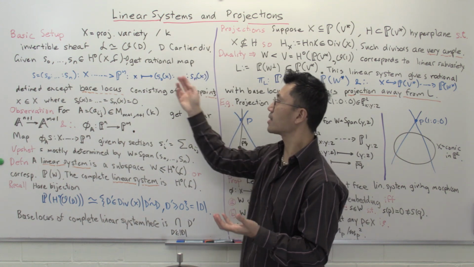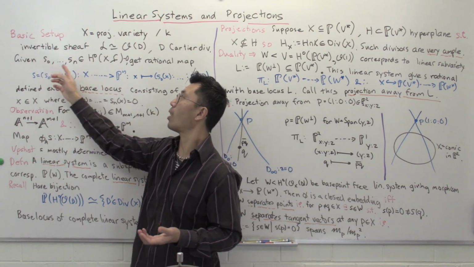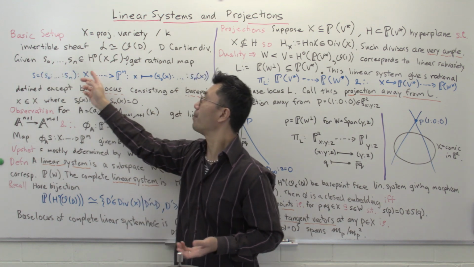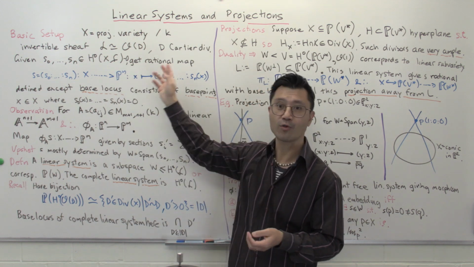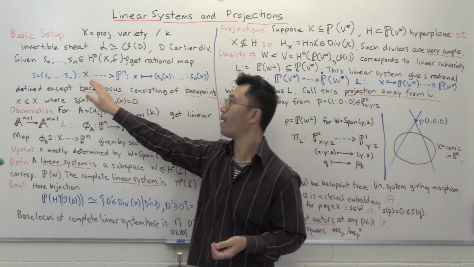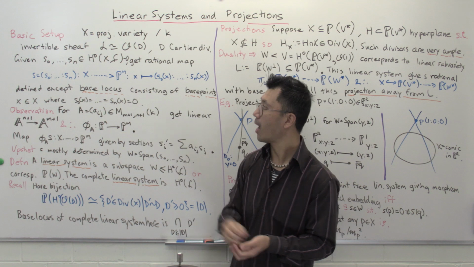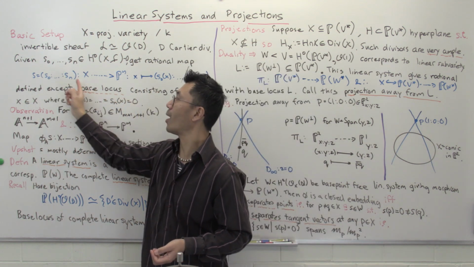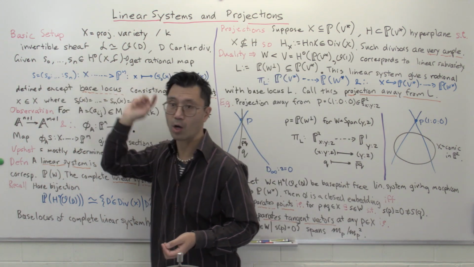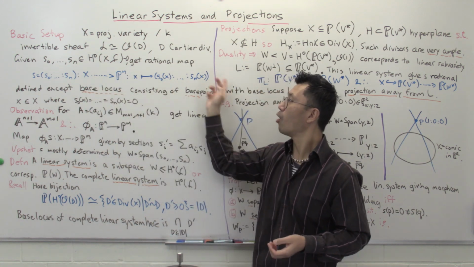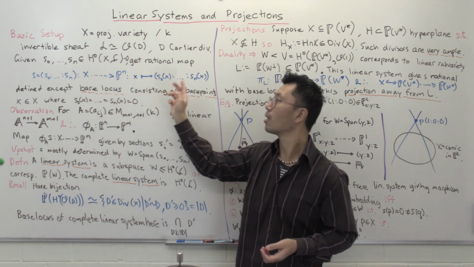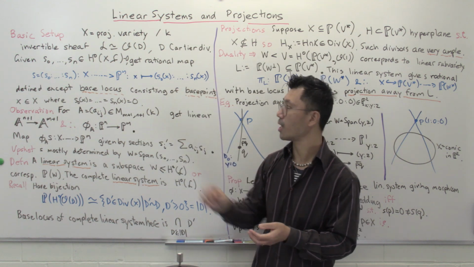We also need some global sections, say S0 up to Sn. Each of these had better be non-zero, so we'll make them all non-zero. And if we're given that, at least we'll get a rational map from X to Pn. How does that work? So you've got these n+1 sections of this invertible sheaf here. Then you map any point X to just this ratio inside Pn. Okay, the point with these homogeneous coordinates. So how does that work?